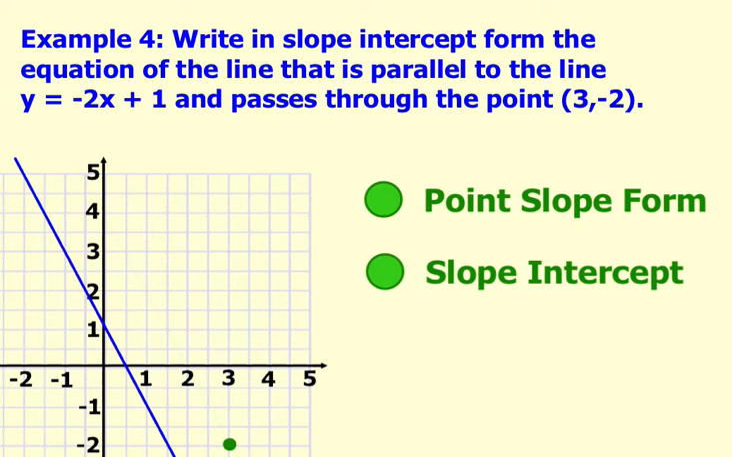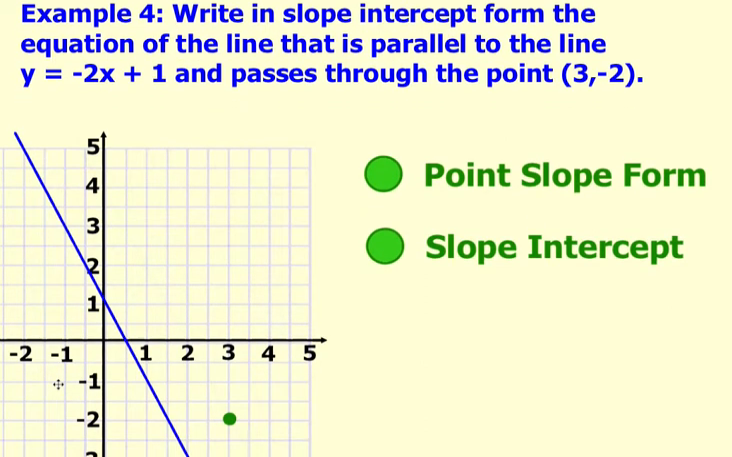In this video tutorial, I'm going to show you how to write an equation in slope-intercept form of a line that is parallel to a given line that must pass through a specific point. In this sample question, in our graph here, we have this graph of the blue line, which represents the equation y equals negative 2x plus 1.